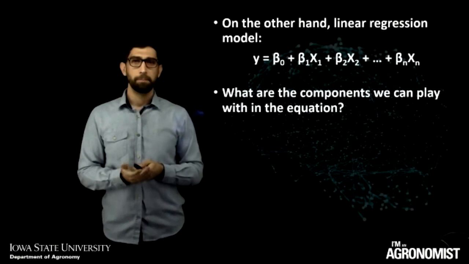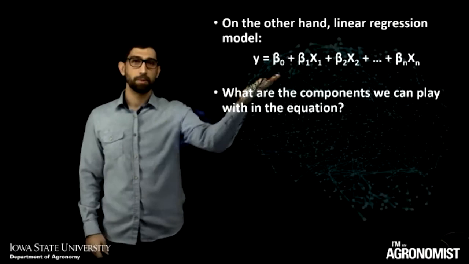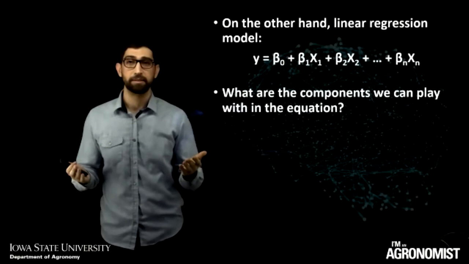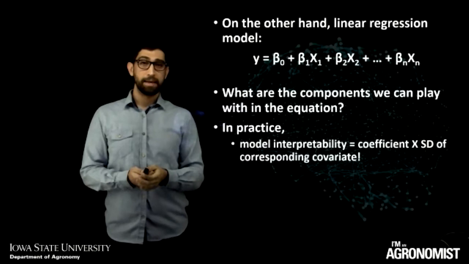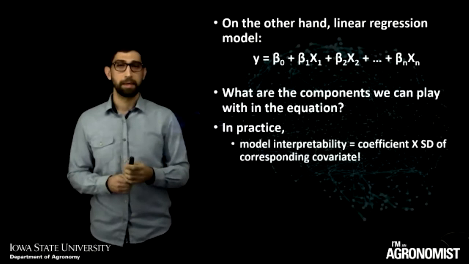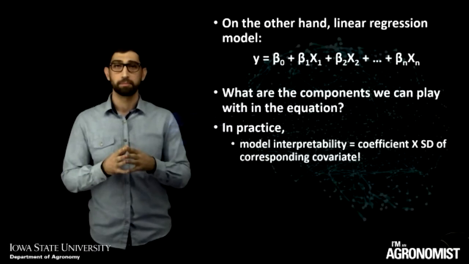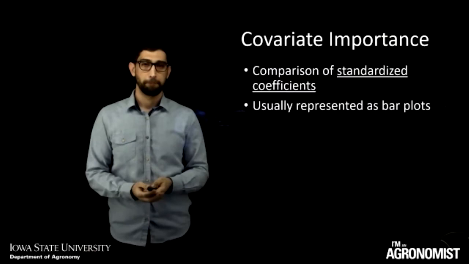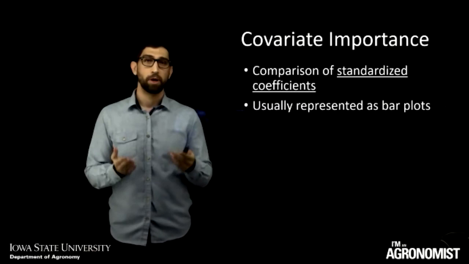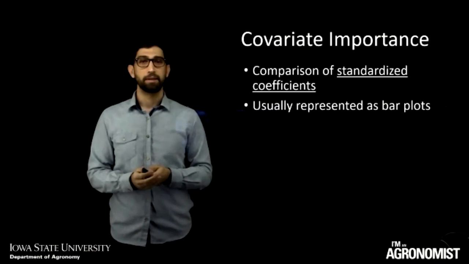Because, for example, if beta one is zero, your x1, which is one of your covariates, wouldn't have any impact in the model. Therefore, they are in practice very related to model interpretability. And model interpretability in practice is equal to the coefficient times the standard deviation of the corresponding covariate. This results in covariate importance, like seen here. So we compare the standardized coefficients to understand which covariates were important. And they are usually represented as bar plots.